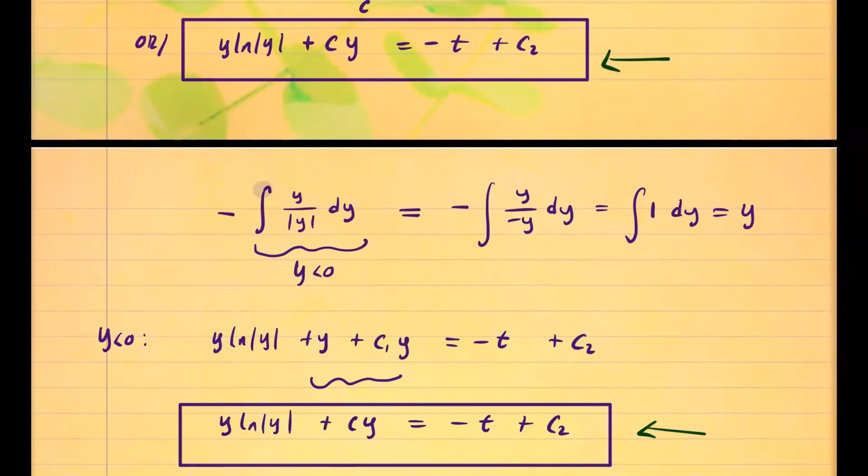So there you have it. That's how we treat problems where the independent variable is missing when you're doing a second order equation.